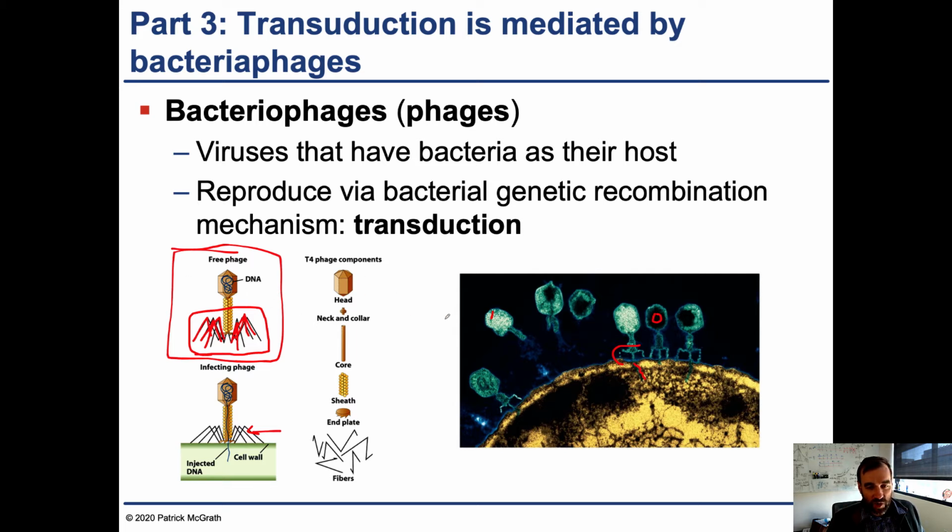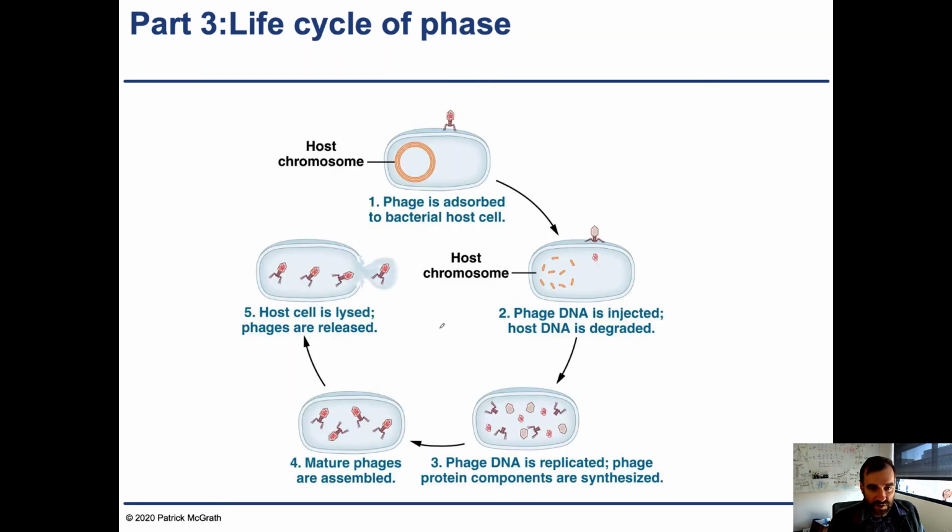This DNA is able to infect the cell, it takes over the host machinery, and then that instructs the cell to create a large number of these head, neck and collar, core, sheath, and end plate proteins using this DNA as the blueprint. Then it's able to assemble a large number of new virion particles that exit the cell once the cell lyses in order to infect other bacterial cells.